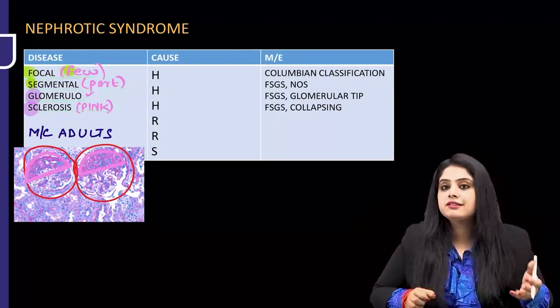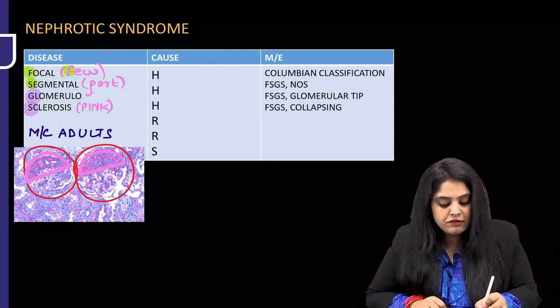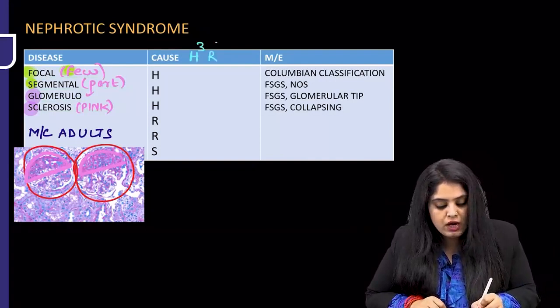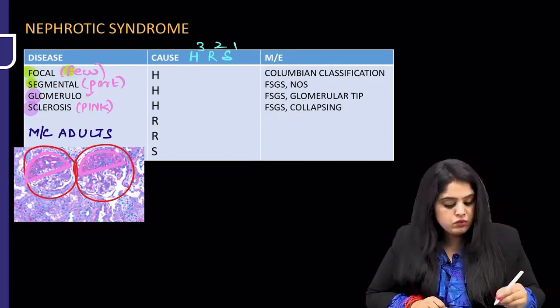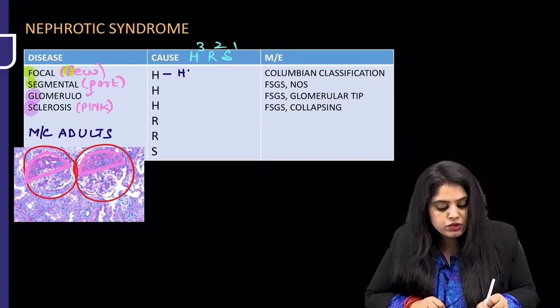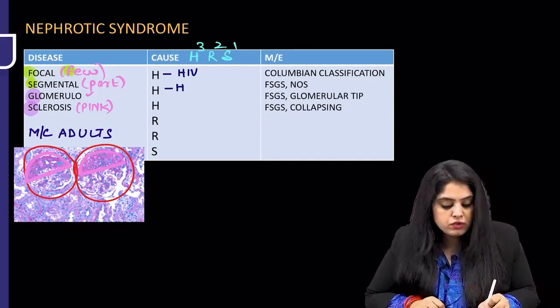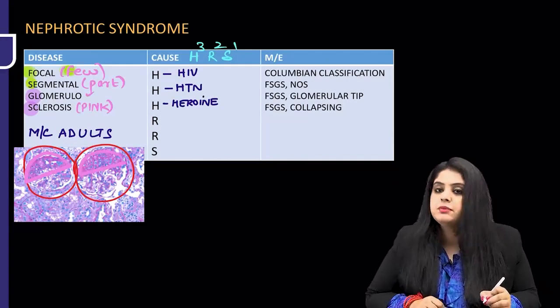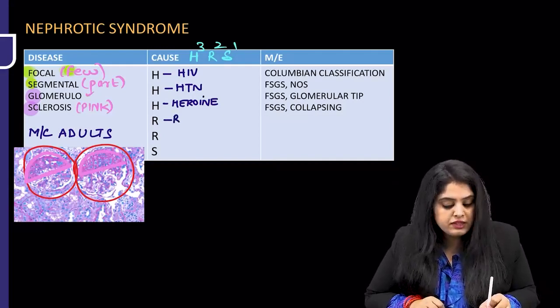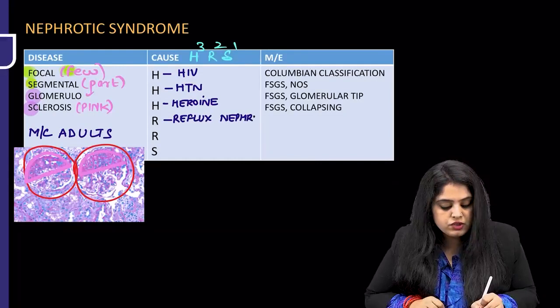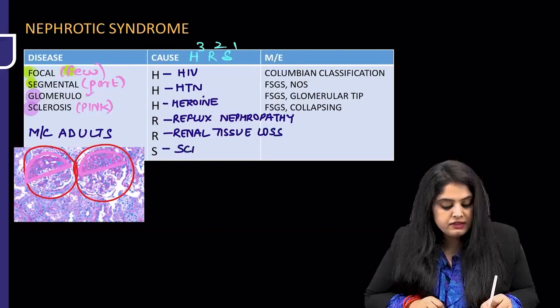So your question is that why does this happen? This happens because of HRs, that is 3H, 2R and 1S. HRs 3 to 1 means you will either have H, say a patient who's HIV positive, or a patient who's hypertensive, or a patient who is on heroin drug abuse. So HIV, hypertension, heroin drug abuse. What are the 2 R's? Either a person is having some kind of a reflux nephropathy, that is one condition. So there's some reflux happening in the kidney, or there is some loss of tissue. So there is a renal tissue loss that is going to occur. And finally, there is sickle cell anemia.